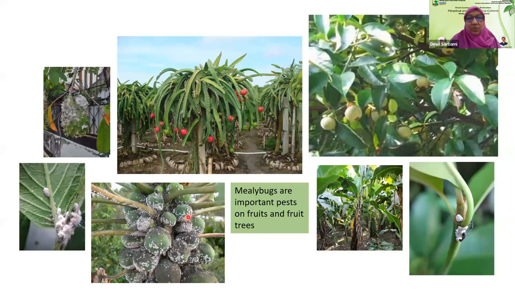This is papaya, of course, because I will tell you in the next slide that it was invaded by Paracoccus marginatus, which came to Indonesia and invaded most of the papaya plantations. Here, the banana still has a problem with Maconellicoccus neobrevibus. And then we can see the tiny pest here in sawo kecil. Sawo is sapodilla. Yes, sapodilla. So many fruits in Indonesia have been recorded as attacked by these mealybugs.